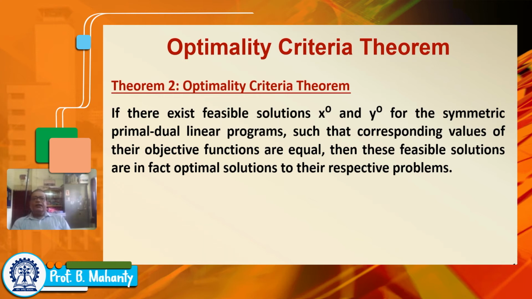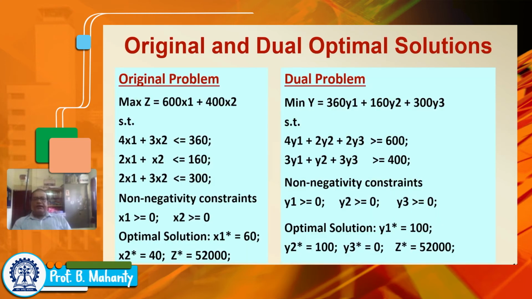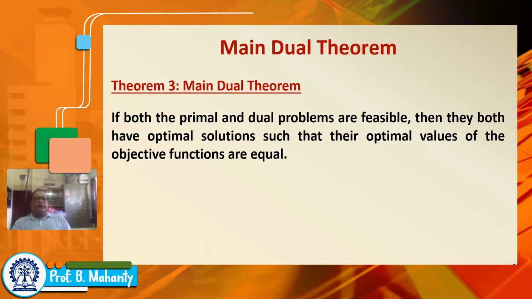It simply says that if we find two feasible solutions of the primal and the dual and we find them as equal, then that particular solution has to be optimum. All right. So having said that, let's move over to the third theorem, that is the main dual theorem. The main dual theorem basically says if both the primal and dual problems are feasible, then they both have optimal solutions such that their optimal values of the objective functions are equal.